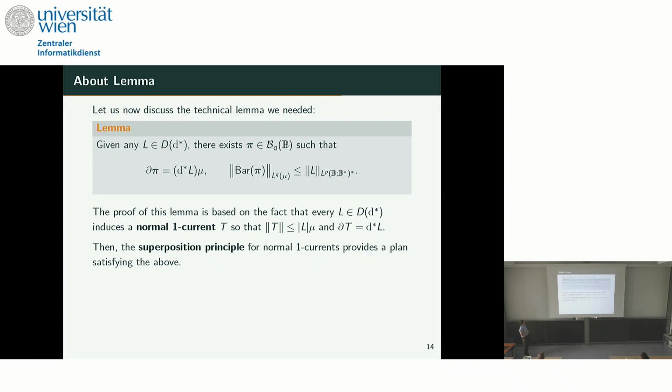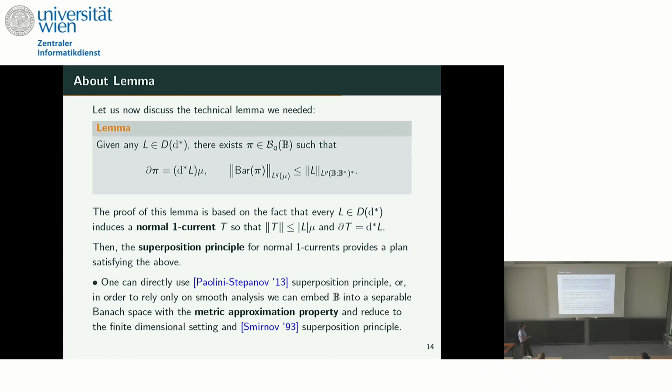And then once you have the cell that induces a current T, by a superposition principle for normal one currents, you get a plan which satisfies the above. Actually, the superposition principle for normal one currents will give you even more than you need here. So we use this result, but we don't need it too much. But there is nothing else to rely on.